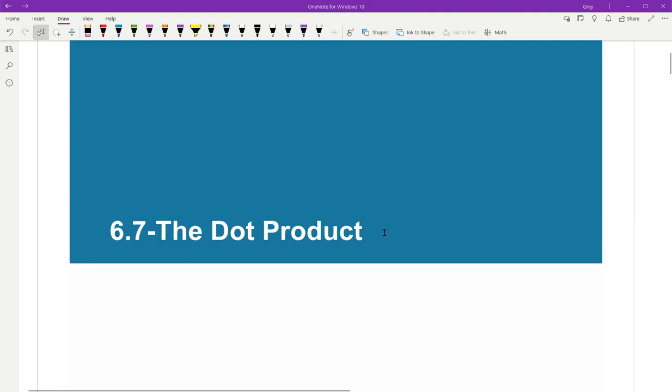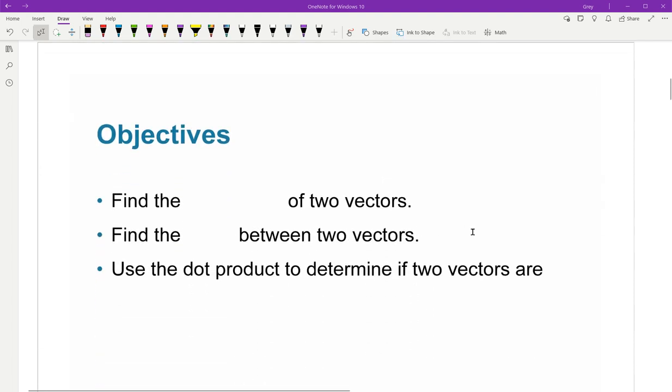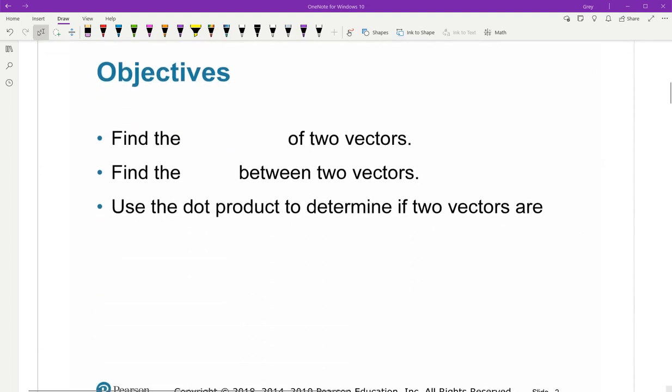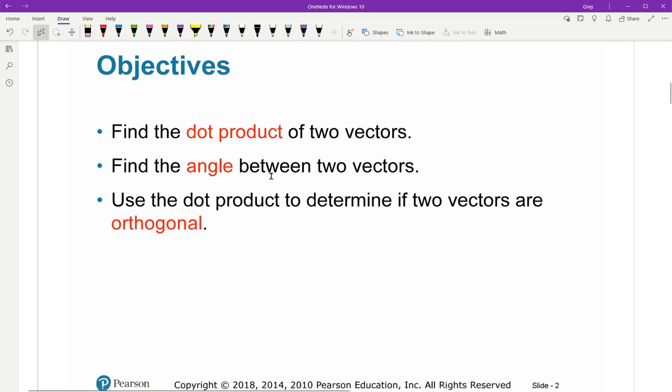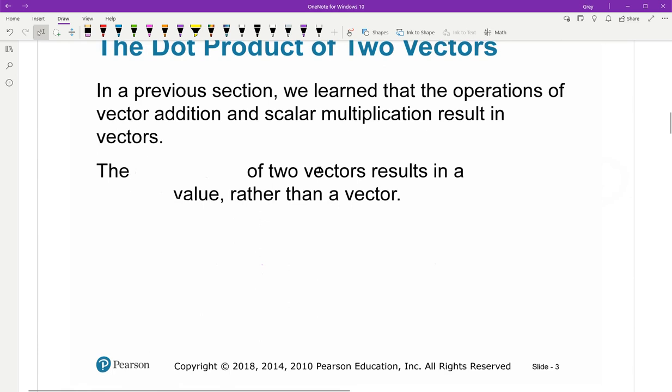It is the last lesson in chapter 6, and I think you'll enjoy it because it's short and sweet. So let's get started. First off, we're going to find the dot product of two vectors. We're going to find the angle between the two vectors, and then we're going to use that dot product to determine if the two vectors are orthogonal. So first off, the dot product of two vectors.